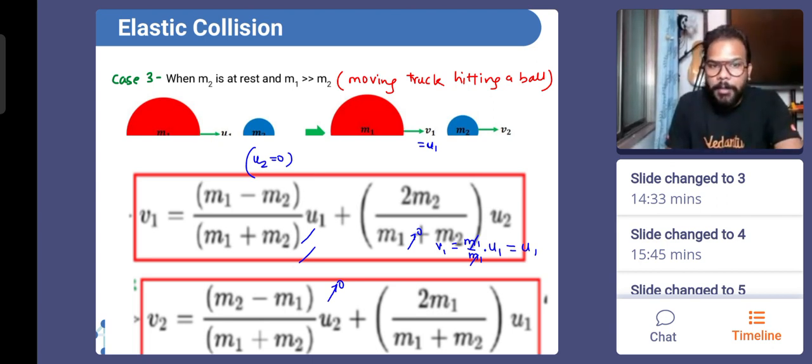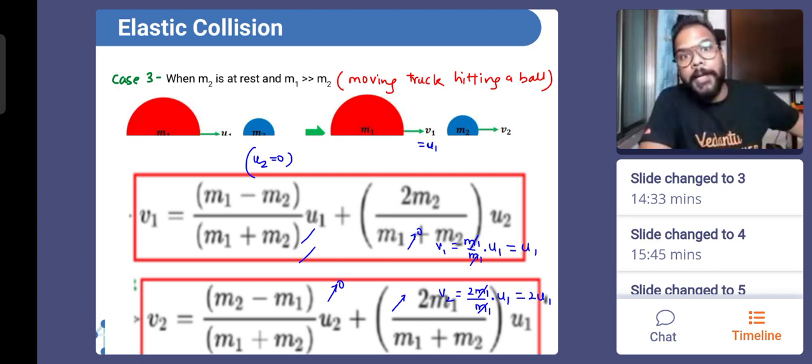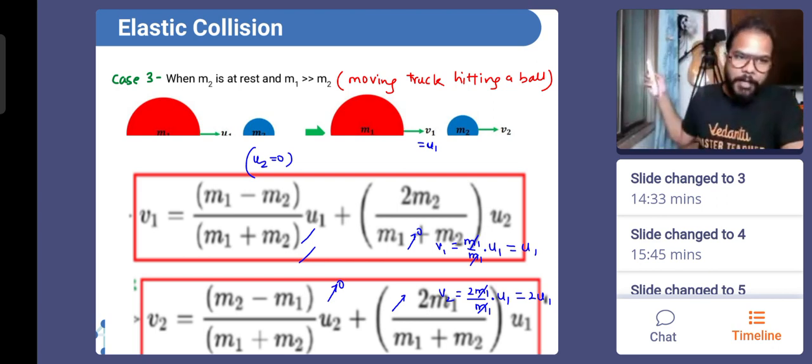But if we speak about the ball, it will have almost zero mass or negligible mass. So v2 comes out to be roughly 2 m1 by m1 into u1. So m1 cancels, 2 times u1, which means what? Try to think about it. When a truck is moving and a ball comes in its way, nothing happens to the truck. Its velocity remains unchanged. But the ball will gain double the velocity. The ball will start to move very fast after colliding with the truck.